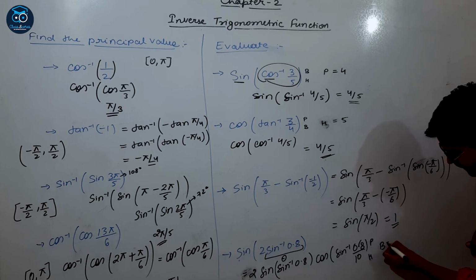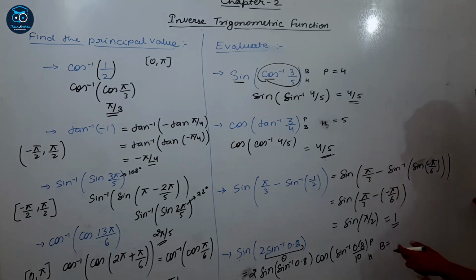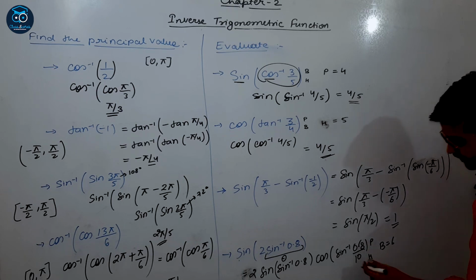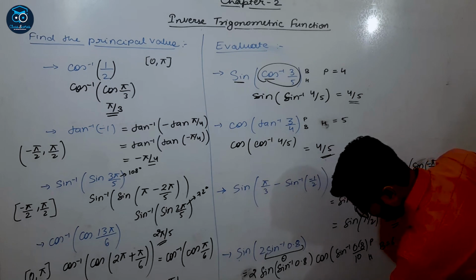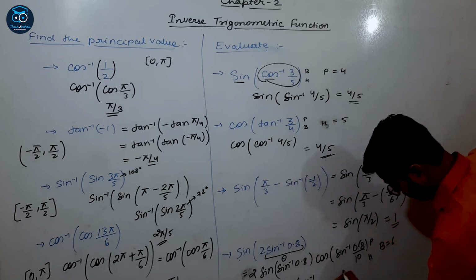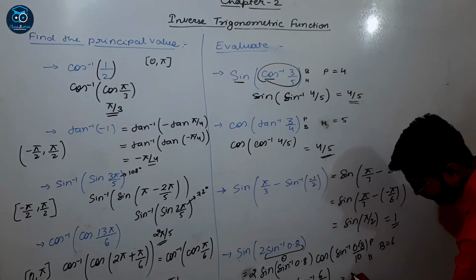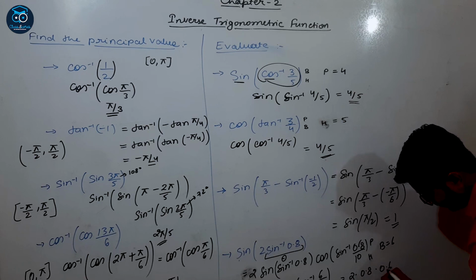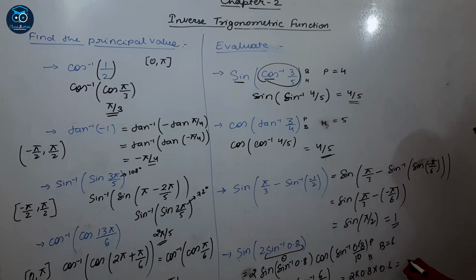and if we find the value of base, we get something, 8 square, it is like 6. So what can we write? Cos inverse 6 upon 10. We simplify. We get 0.8 into 0.6. So it becomes 0.96. Here it is the answer.